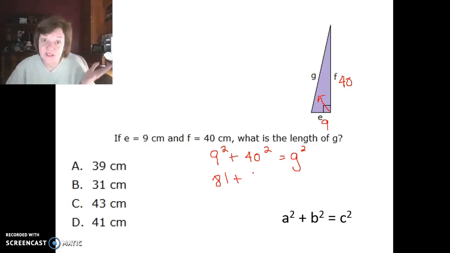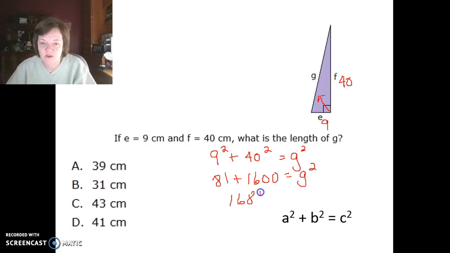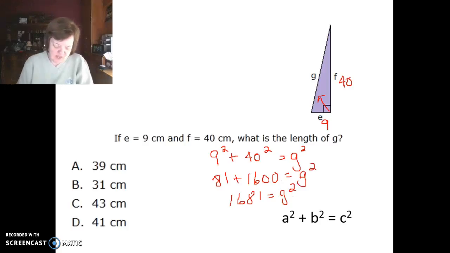And what do you get? 1600. Okay, wow, another biggie, right? G squared. That equals all G squared. Now we add them together, which I can do in my head since they're easy. 1681 equals g squared. Okay, add the 81 to my 16.